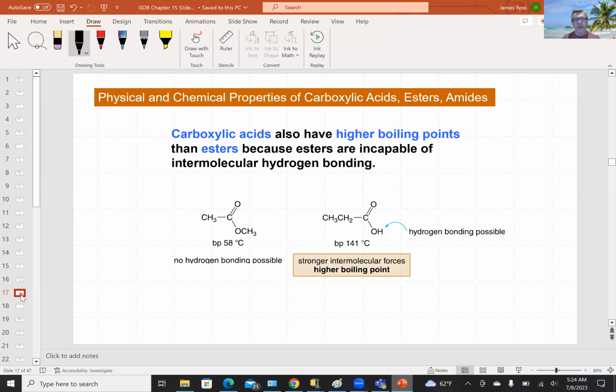Likewise, or in a similar vein, on the left we have an ester. So you've got that carbonyl with the adjacent alkoxy group. The boiling point of that structure is 58 degrees Celsius. You can convert that into a carboxylic acid of a similar weight. So those two structures are constitutional isomers of each other. So let's at least reflect that real quick.